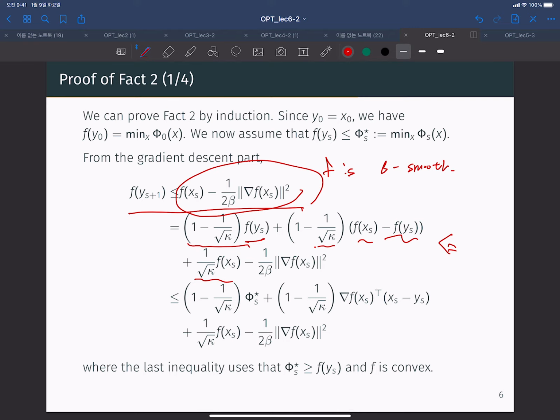And from the definition of pi s of x star and the assumption that f(ys) is always less than or equal to the minimum of pi s of x, we can simply upper bound this by this. Okay, so we have f(y s plus 1) is less than or equal to 1 minus 1 over square root kappa times pi s star plus 1 minus 1 over square root kappa gradient of f(xs) transpose (xs minus ys) plus 1 over square root kappa f(x) minus 1 over 2 beta norm of gradient of f(xs) squared. By the way, this term comes from the convexity of function f. When function f is a convex function, this is upper bounded by this.